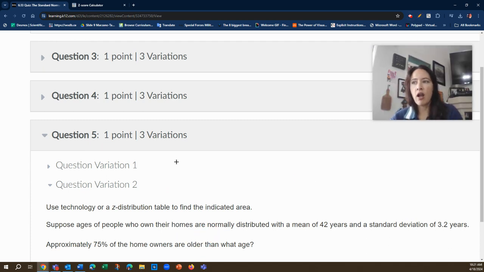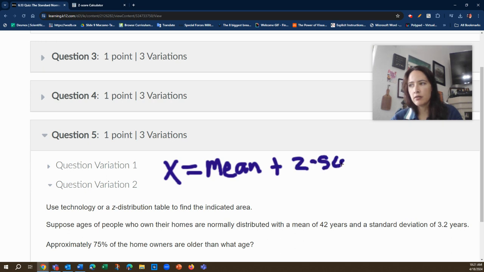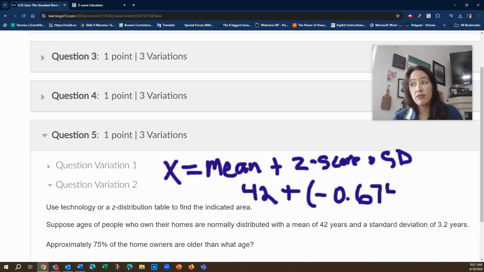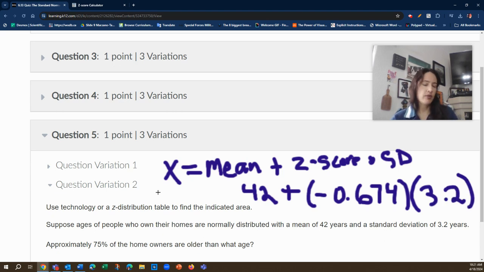That goes back to the raw score. So the raw score is going to be equal to the mean plus the z-score times the standard deviation. So our mean is 42 years for this group. The z-score was negative 0.674 times 3.2. All right, there's no calculator on this one. You could use another calculator. You could use your own calculator. You could use your phone.